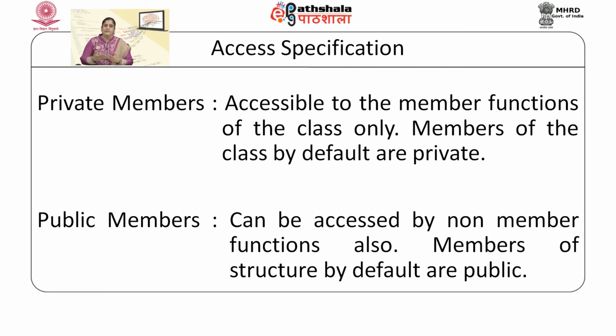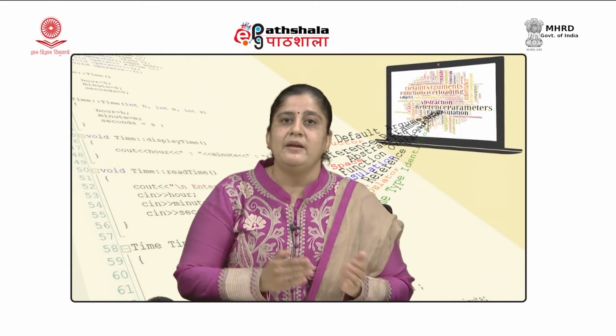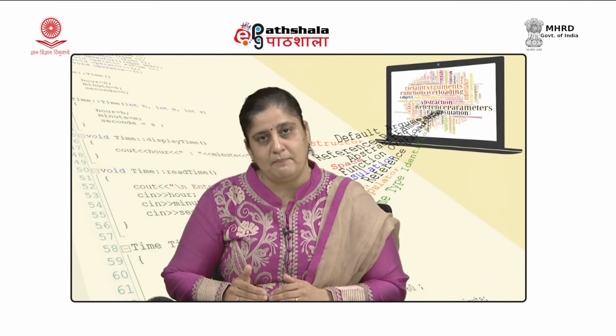We have a choice that we can specify that this member of mine is private, this member of mine is public, but when we do not specify any access specification for any member, in a structure by default the member will be considered as public, and in a class the member will by default be considered as a private member.